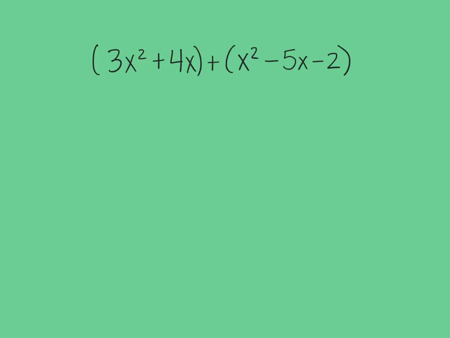So I'm going to first rewrite my problem, 3x squared plus 4x. Then I'm going to be adding this first term here of x squared. So I'm adding x squared. Then again I'm adding because everything inside here is being added. So next I'm adding this negative 5x.